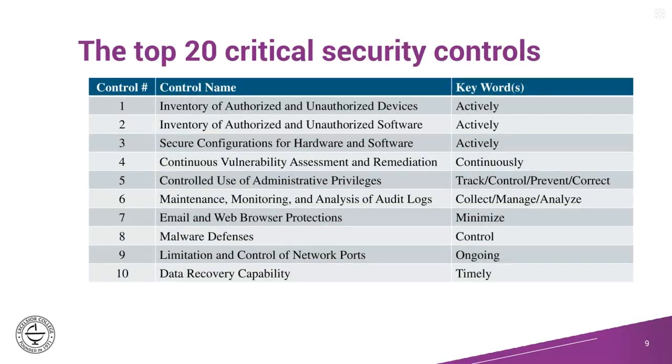So here's the beginning of the 20 critical controls. And hopefully you've seen these before. If you haven't, like I said, they're on the CIS website. I've seen these in different orders. This just happens to be the order that I chose, the current listing. But I identified a keyword off to the right, and you can see that. The keyword is the action, right? So if I have an inventory of authorized or unauthorized devices, I want to actively maintain that inventory.